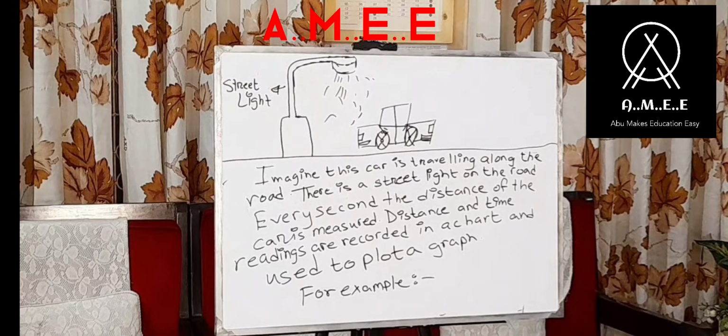Imagine this car is traveling along the road, full stop. There is a street light on the road, full stop. Every second the distance of the car is measured, full stop. Distance and time readings are recorded in a chart and used to plot a graph, full stop.